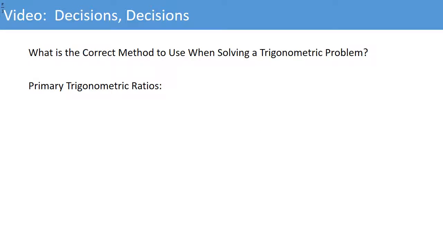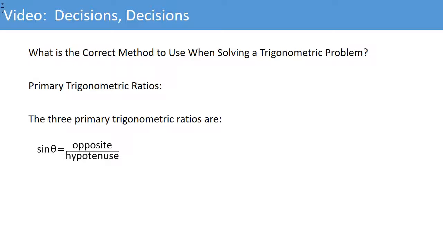Now, if you've decided the way to go is a primary trigonometric ratio, oh, you guessed it, another decision. Which ratio to use? The 3 that you have to choose from are sine theta, which is opposite over hypotenuse, cos theta, which is adjacent over hypotenuse, and tan theta, which is opposite over adjacent.